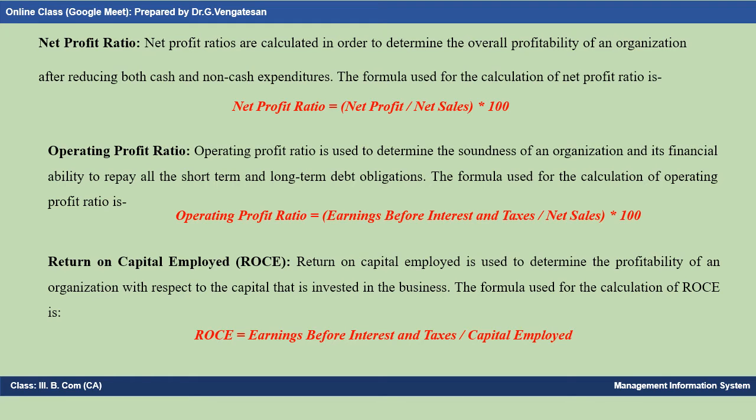Here, the capital which is invested in the business will determine the profitability. If you are investing more, the risk is high. Based on the risk, you will get your return. This concept is employed along with the capital in the business concept, and the calculation that is used for return on capital employed is earnings before interest and taxes divided by capital employed.